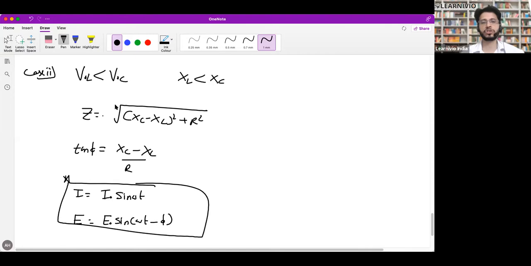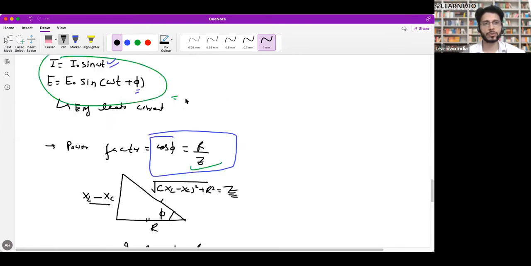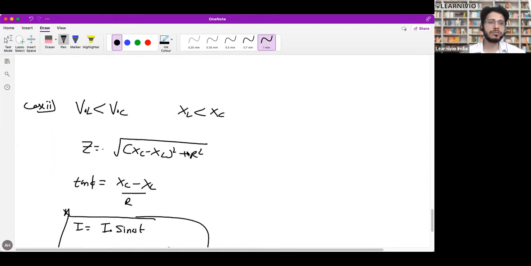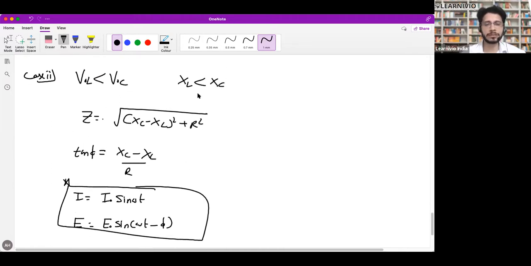LCR is the most important circuit. So what was case 1? Case 1 was what we did in the last class: V naught L is greater than V naught C, or XL is greater than XC. Okay, sir, it can come that you can get circuits where XC is greater than XL. I can't find a particular logic to say that XL greater than XC is the only case. You can have any value of C which can satisfy this.